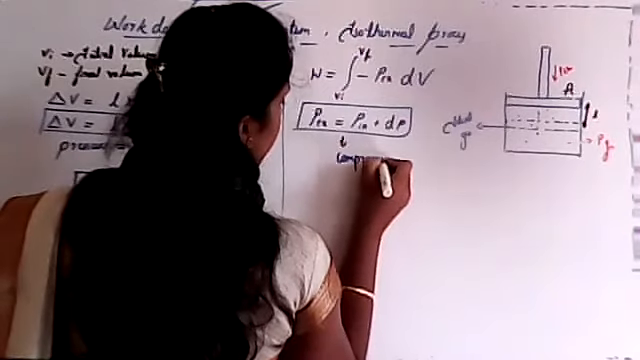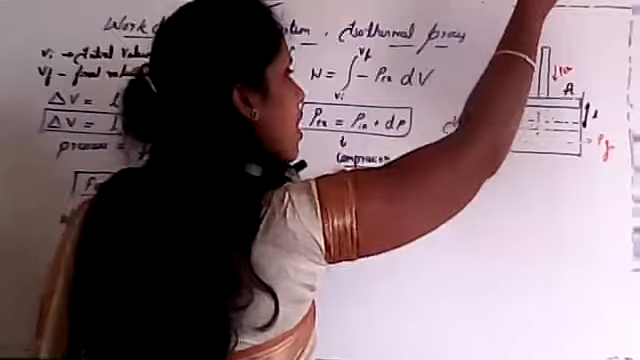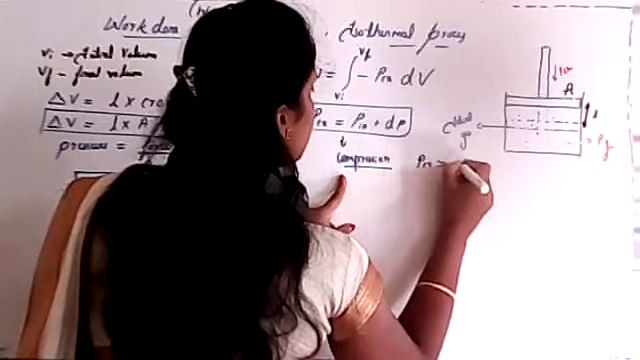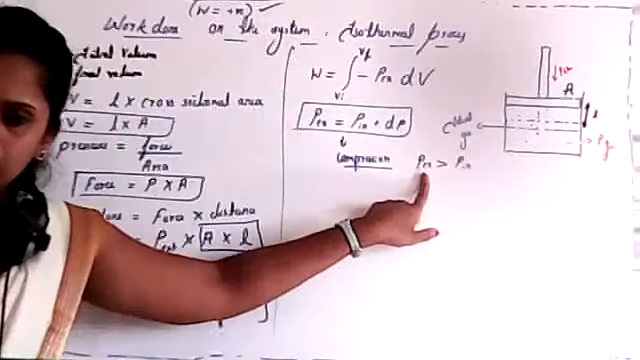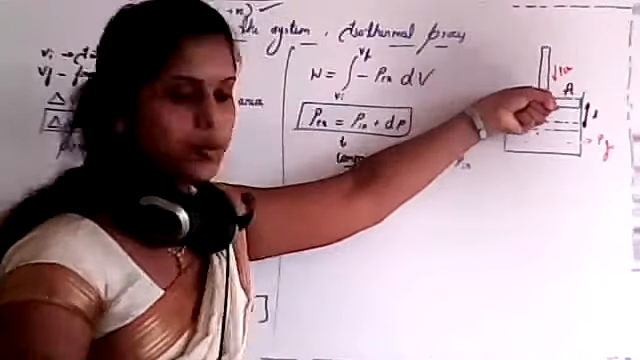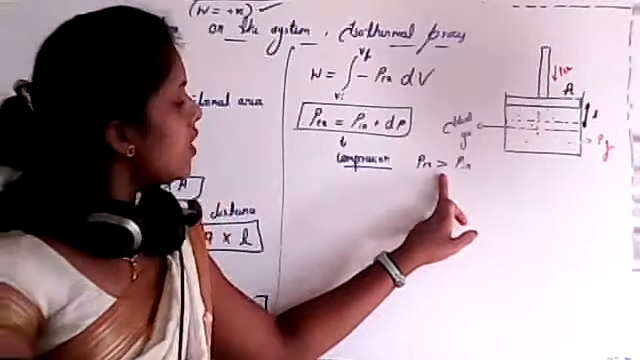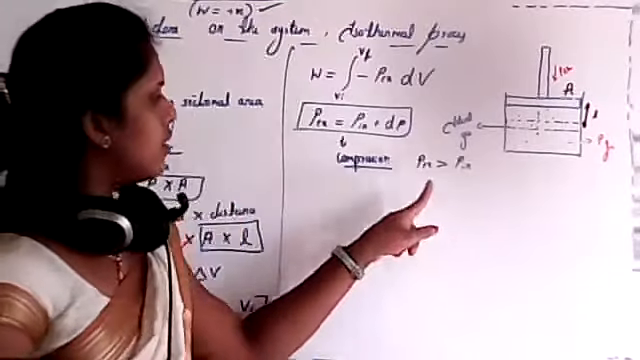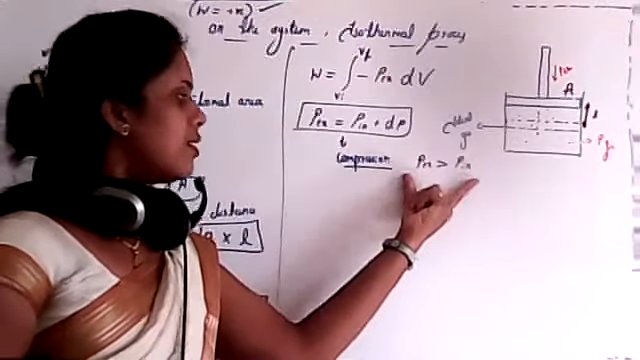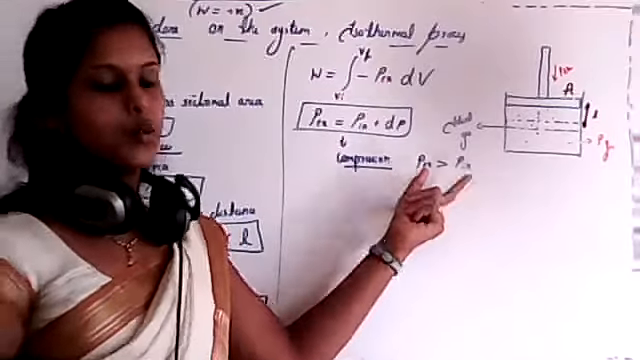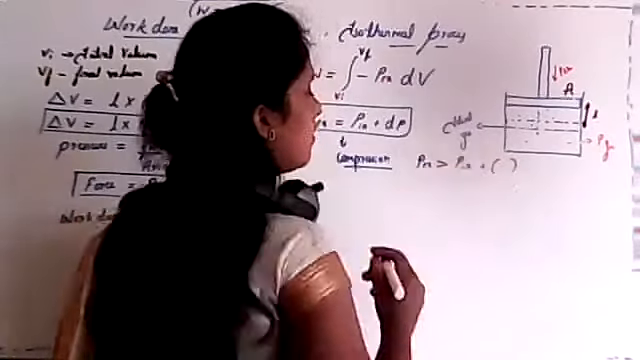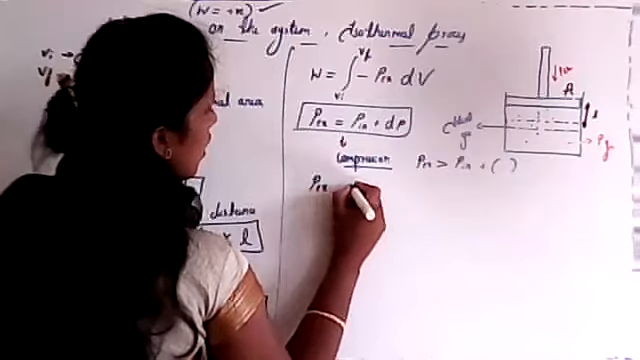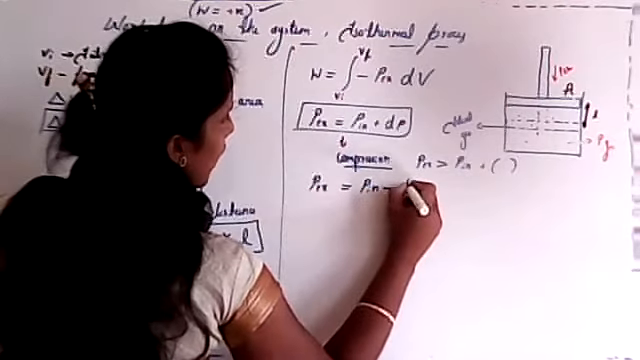I'll explain how. Whenever the resultant process is compression, P external is more than P internal, isn't it, student? So in that case, if I have to balance these two, I'll add something over here, isn't it? That is nothing but dP. Now, P external is equal to P internal minus dP.